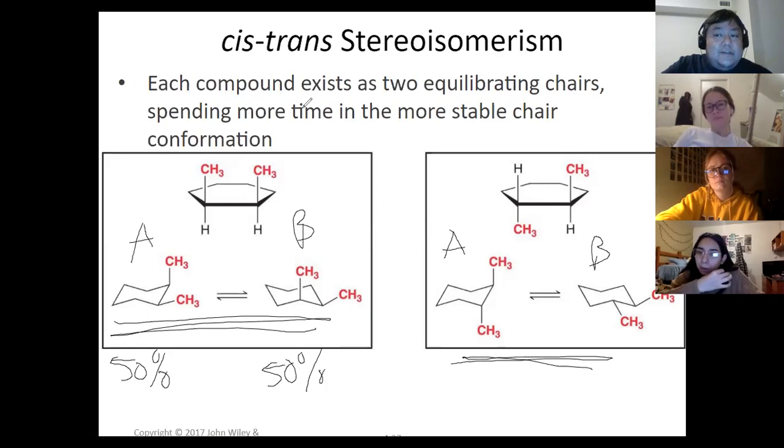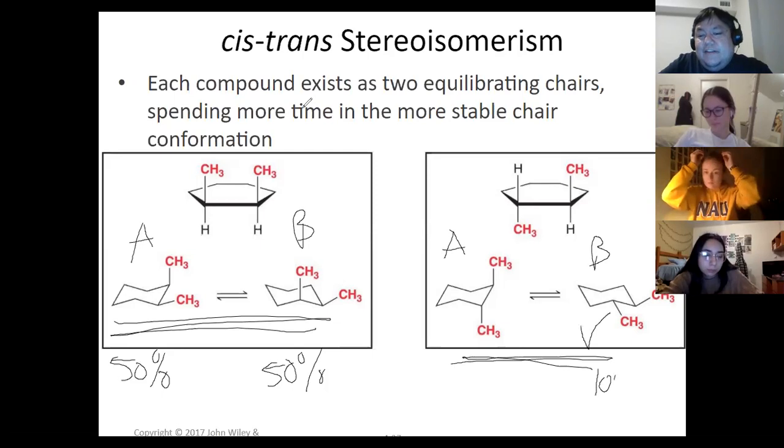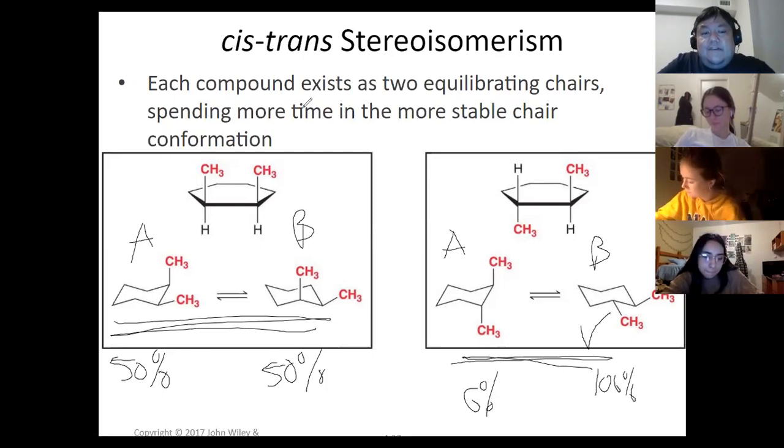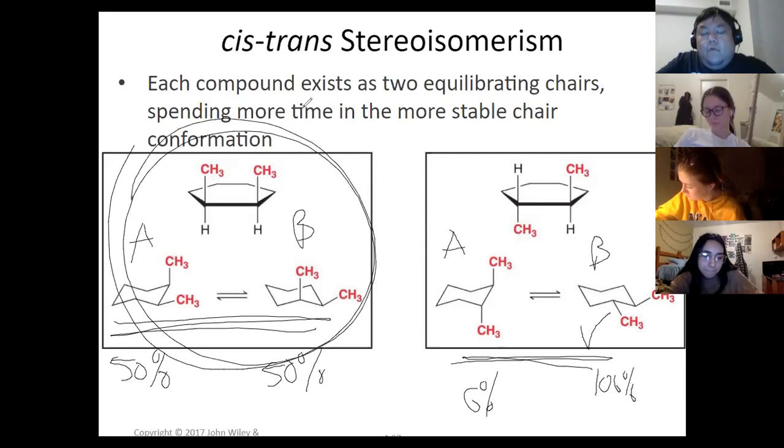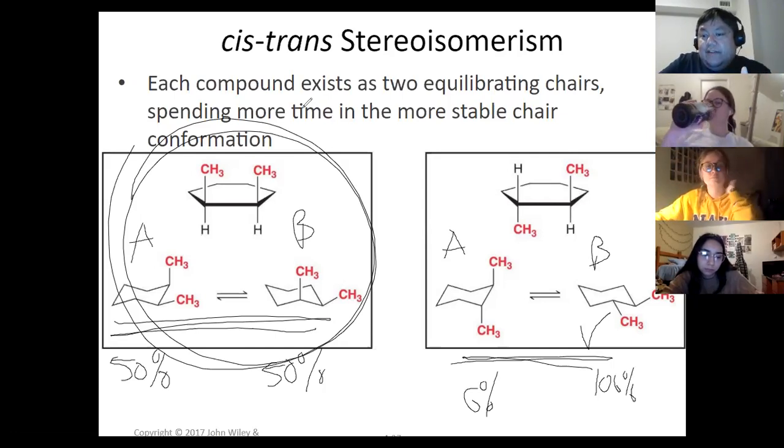What did we want our substituents to be in, axial or equatorial? Equatorial. So in B, both of them are in equatorial, right? So if I can get everything into equatorial, much preferred. This is going to be 100% of the time versus zero. Because in the situation on the left, one is axial, one is equatorial always, so there's no difference there. Here, you always want them to be in equatorial if they can be. And since you can get both in equatorial versus none in equatorial, that one's going to be favored. Make sense?